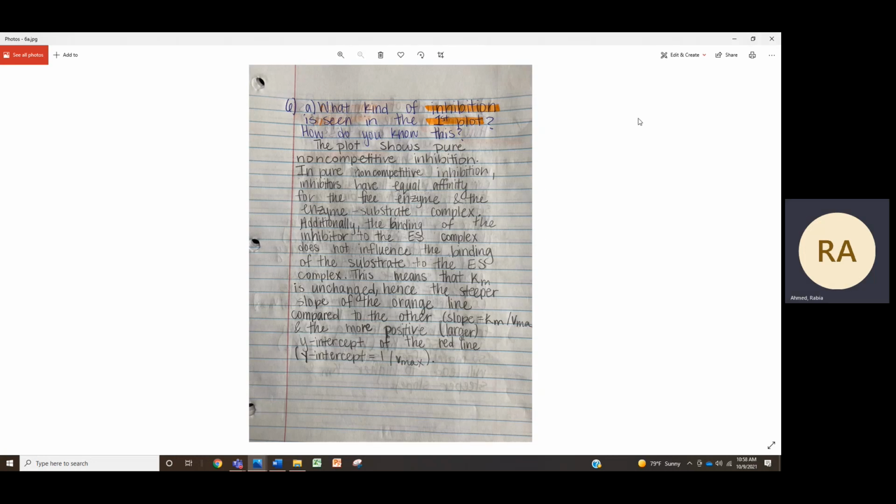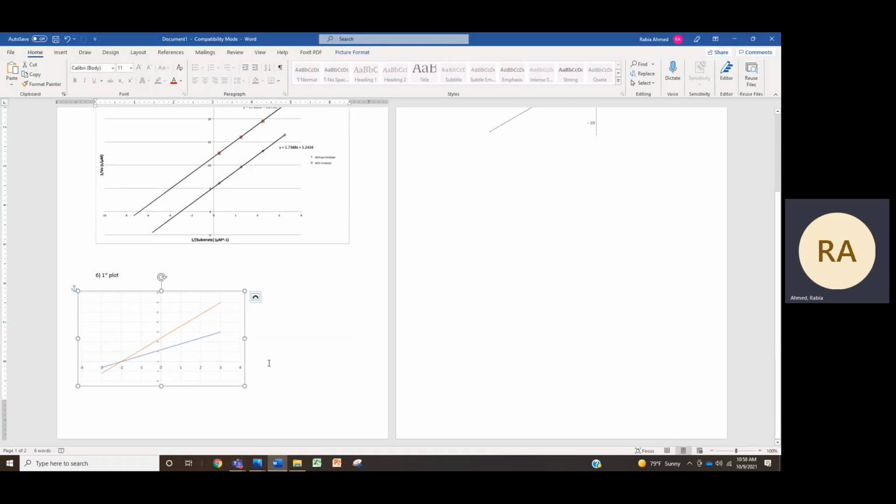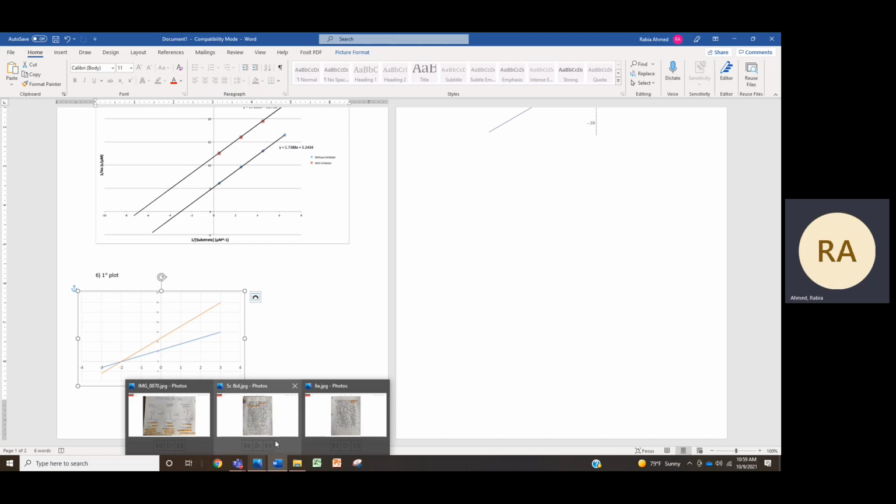6A is asking what kind of inhibition is seen in the first plot and how do you know this? So we're going to look at our first plot first. Our first plot is here. I hope you guys can see that clearly. And this is the orange line. As I said before, this is going to be the inhibitor line and this is going to be the non-inhibited line because it's lower and this one is higher. And usually the slope is steeper for the ones that are inhibited. So let's see.